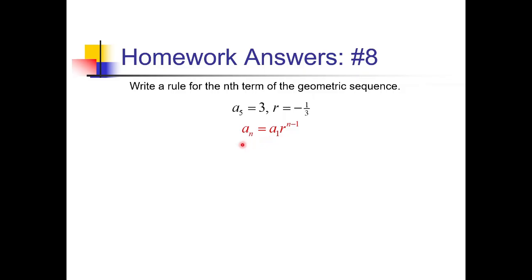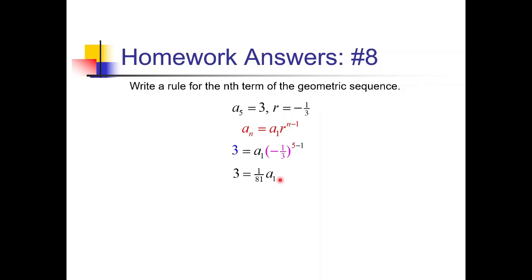So for a sub n, I'm going to plug in the 3, that's the a sub 5 value. A1 we're looking for, negative 1/3 is the r value. And then for the n up here, that's just the 5, the index that goes with this 3 that we plugged in. So 5 minus 1 up there. 5 minus 1 is 4. Negative 1/3 to the 4th power, that would be a positive because it's an even exponent. Positive 1 over 3 to the 4th, so 1 over 81.